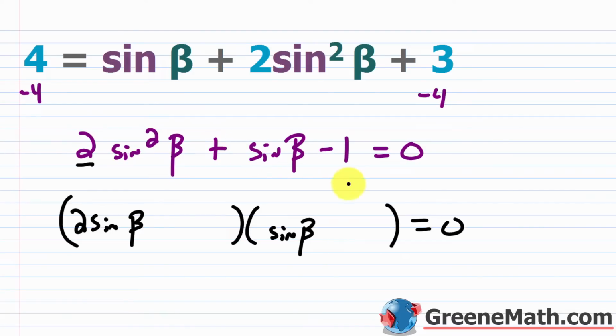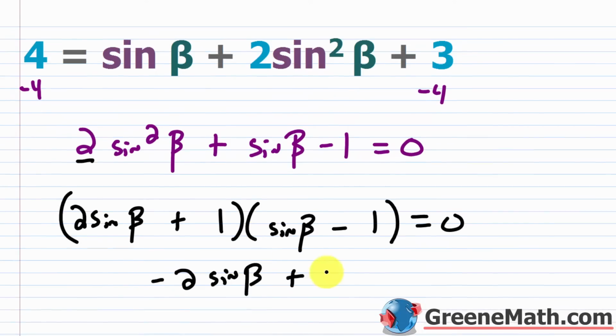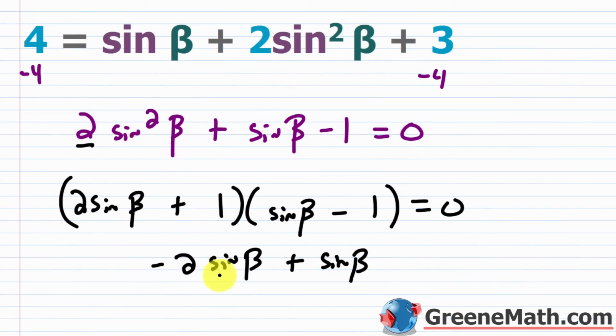Now we have alternating signs here. Let's think about this. We have a -1 as a final term, so it has to be 1 times 1, but we have to think about the signs there. Is it going to be plus here and minus here, or vice versa? Well, the outer here would be 2 times sine of beta, but it would be negative. And then the inner would be plus the sine of beta. So that's not going to work because the middle term's positive, okay?